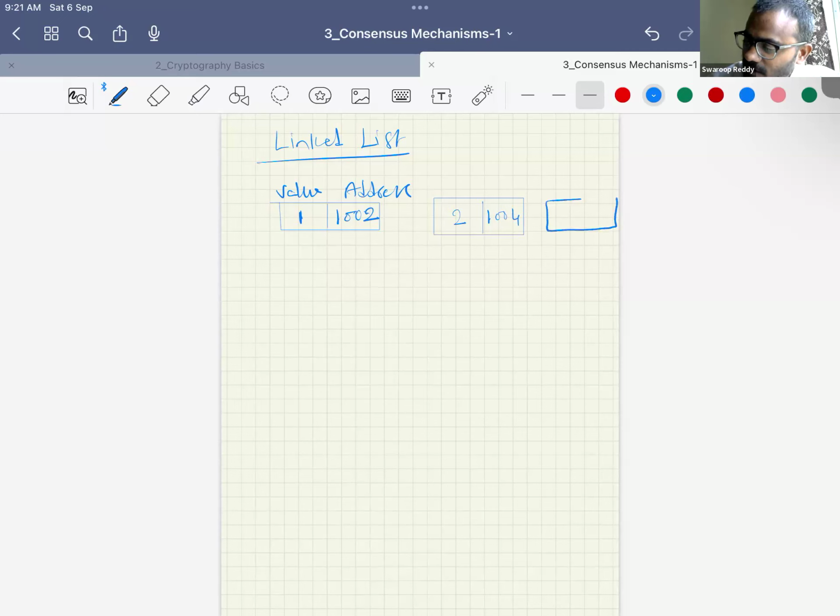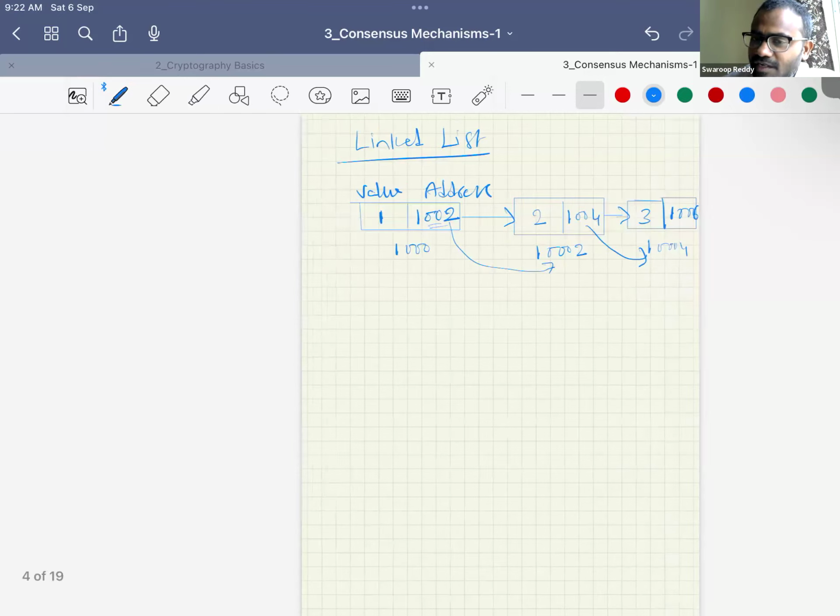Similarly, this is the location 1000 and this is the location 1002. This is the location 1004, something like this. So the next value is 3 and the next location it will store is 1006. So it is storing the next address, and it is linked to the next address through this address. This is storing the address of the next value, and this is also storing the address of the next value. That means it is linked to the next address, right?